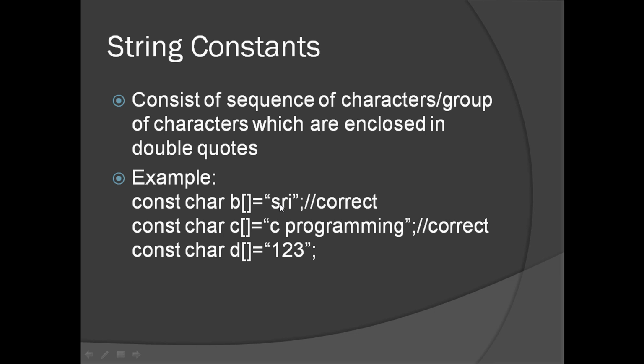Don't worry about arrays. String is an array of characters. Arrays we will discuss in future lessons. So on line number 2, const char c array is equal to, in double quotes we are storing C programming. This C programming string will be stored in the c array. Similarly, we have d array is equal to, in double quotes we have 1 2 3. This 1 2 3 will get stored in d array. Don't worry about arrays. Arrays will be discussed in further lectures. The format specifier for string constants is %s.